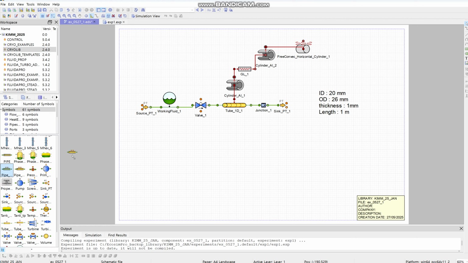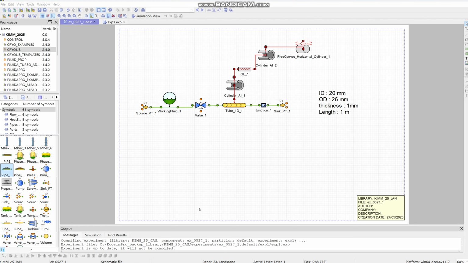In EcosimPro, we have pipe 1D components like this. It includes the heat input port, but it has a limitation because we just put the heat ingress by a certain value. It cannot calculate the heat ingress from the outside to inside automatically. So that's why I developed this model.